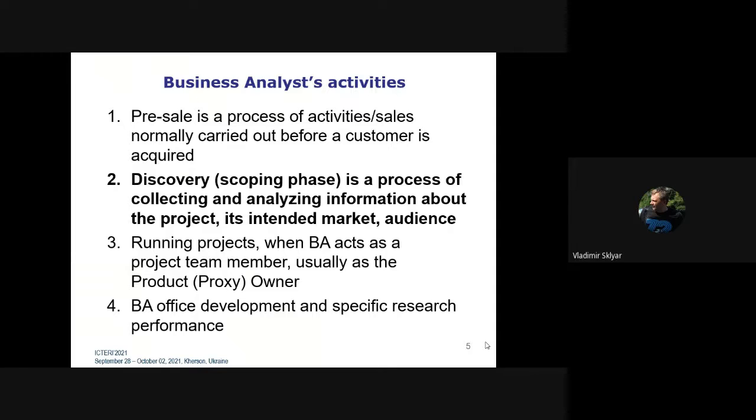And after that, it's the routine phase of the running project, and the business analyst acts as a team member. In Scrum, he can be product owner or proxy product owner, or maybe just a team member. And the last activity is related to development, some research, and improvement of existing processes. And the main phase for business analysts is, of course, discovery, because it's mainly related to software requirements collecting, elicitation, and documenting.